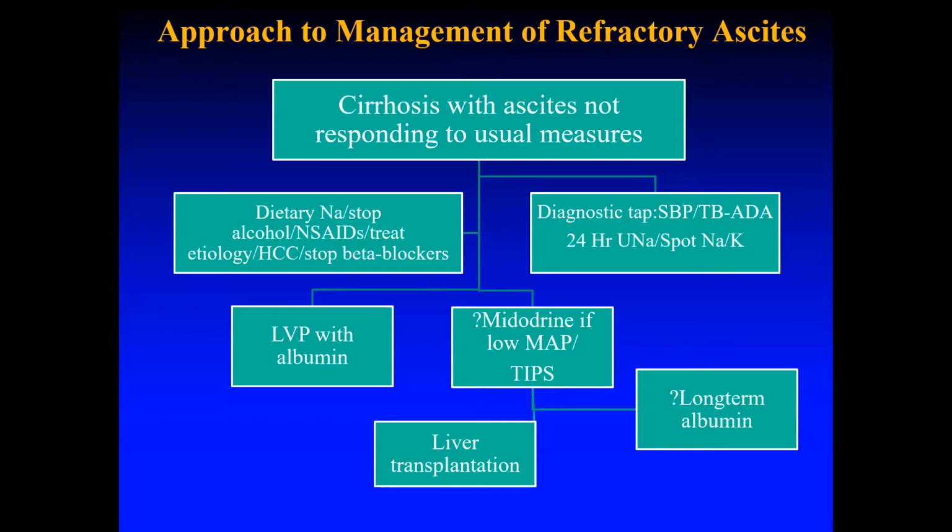And then look at the 24 hours urinary sodium. If that is not possible, then you can do a spot sodium and potassium. If the ratio is more than 1, that indicates that there is sufficient natriuresis. And then you can do serial therapeutic paracentesis, and of course always with albumin, 8 grams per liter of the ascitic fluid removed.